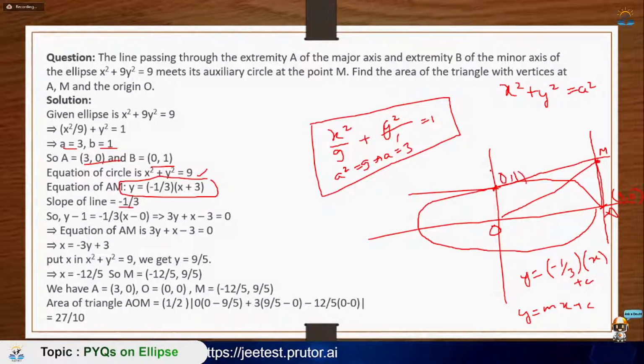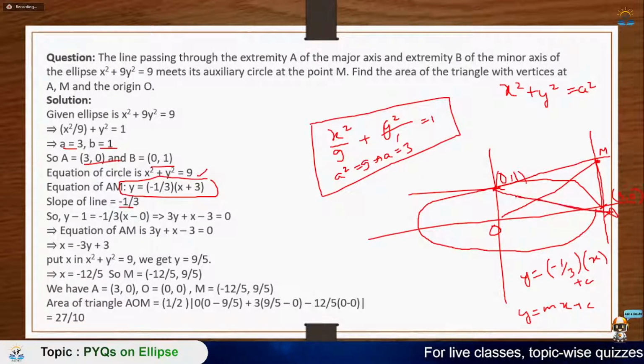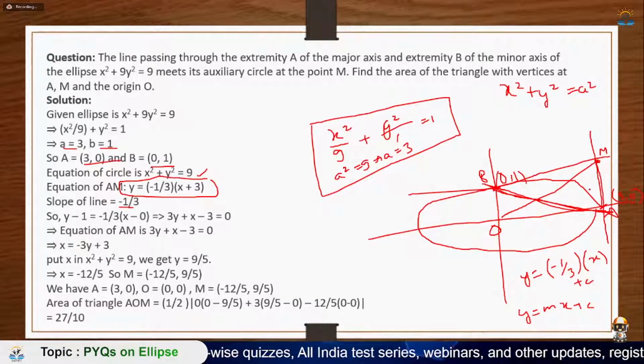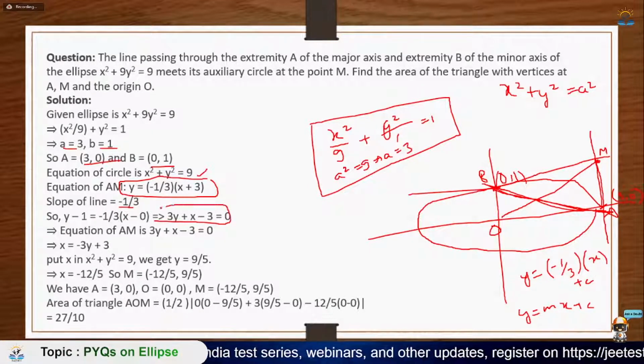Okay, so if we write the equation of this line, which is the equation through A and this point, let's say this point is B. So the equation of AB would be, if I take this point, y minus 1 equal to slope. Slope is equal to y2 minus y1 upon x2 minus x1, which is minus 1 by 3. So minus 1 by 3 into x minus 0. So this is the equation of line AB. And I need the equation of line AM.